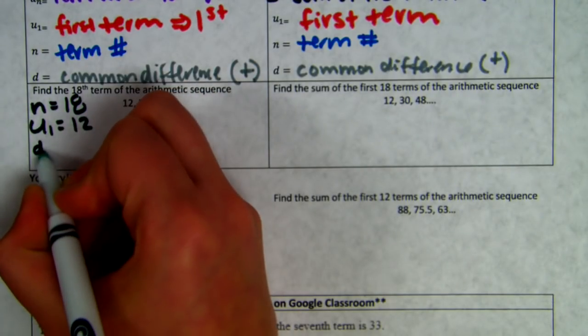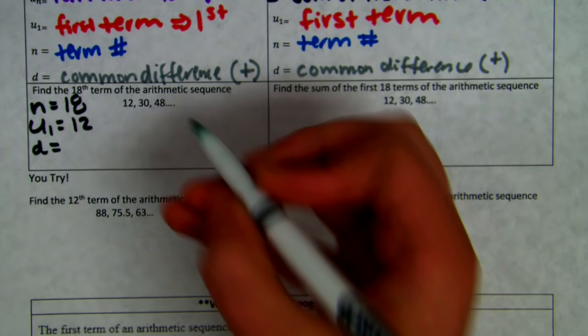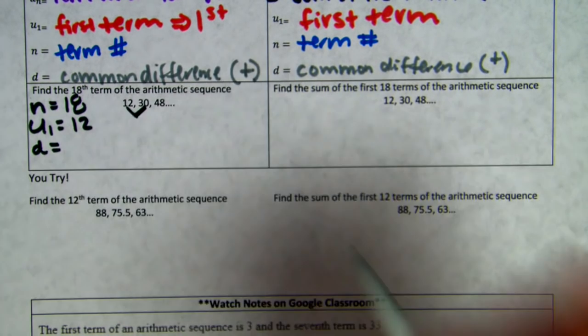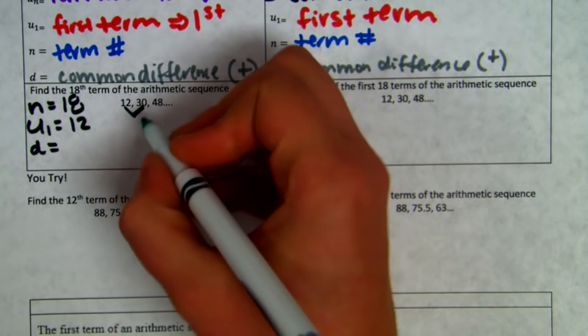Let's look for the common difference. Right now I don't know that, but I can find that out. The common difference is the difference between these two numbers. So if I'm looking for the difference between 30 and 12, I can subtract my second term minus my first term.